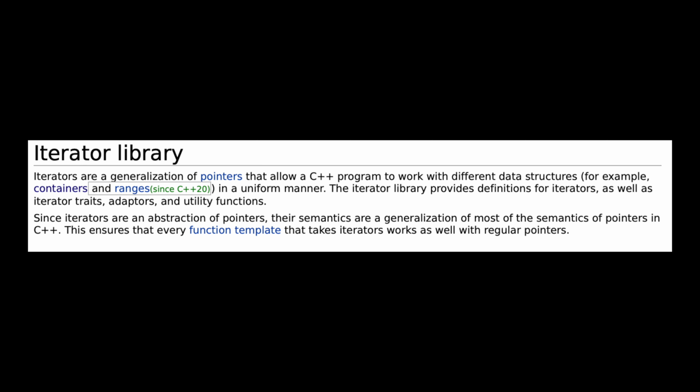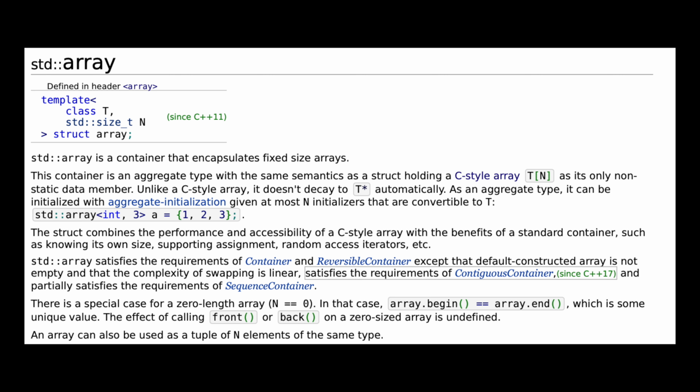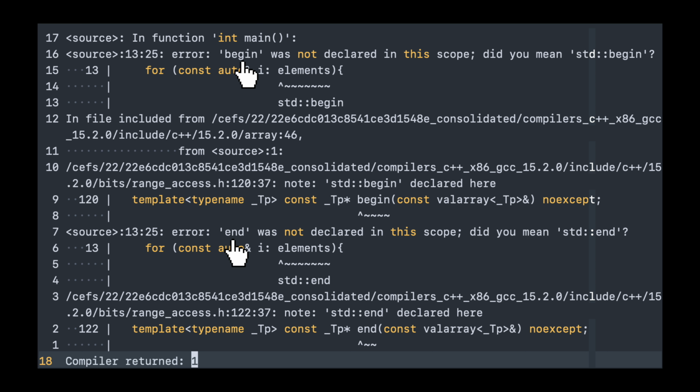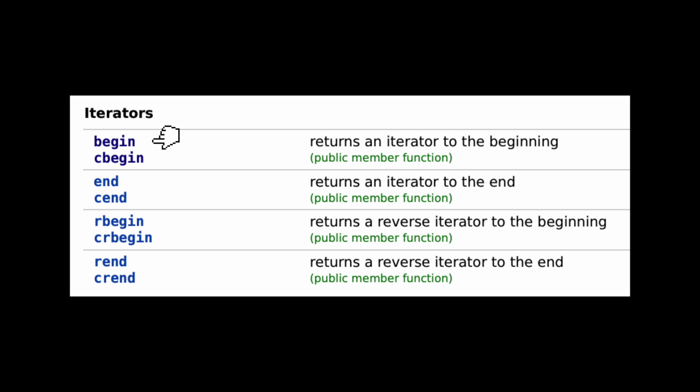Let's take a look at the definition of std::array in the standard template library. We see this section called iterators that defines the methods begin and end, the same methods that our compiler was complaining about. Begin returns an iterator to the beginning and end returns an iterator to the end. So it's clear now that we have to implement these methods for our array container. But first we have to implement an iterator.